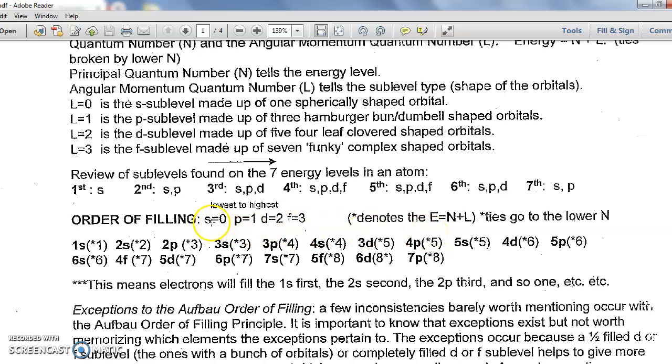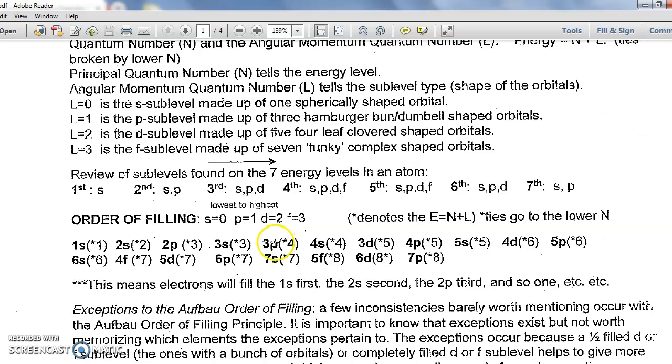You will be reminded that the s sublevel has an energy of 0, the p is 1, the d is 2, the f is 3. But you'll need to know to add it to the first number. This is the first quantum number. The first quantum number is the number we see here: 1, 2, 2, 3, 3, 4. That's the first quantum number. That's the principal quantum number. That's the n.